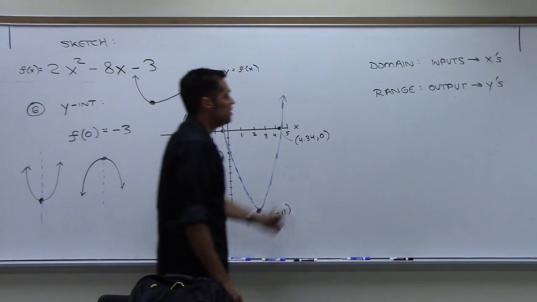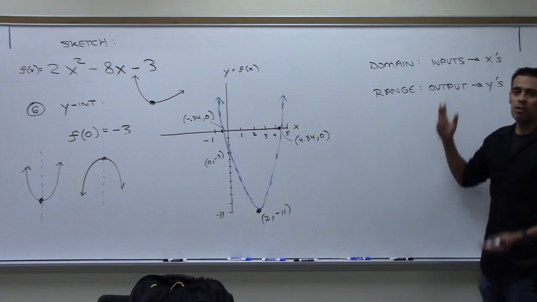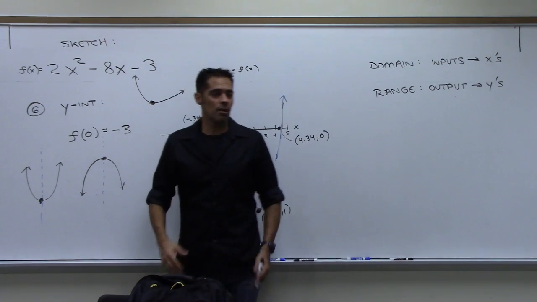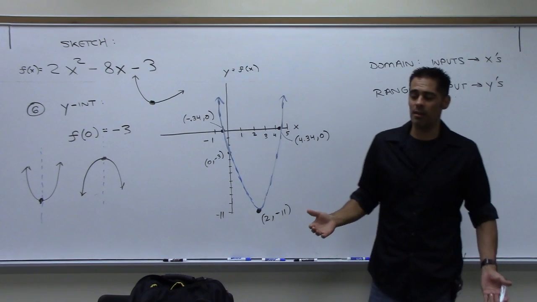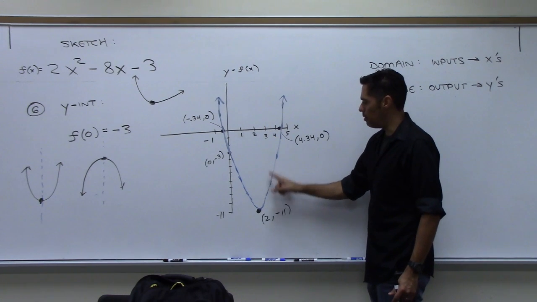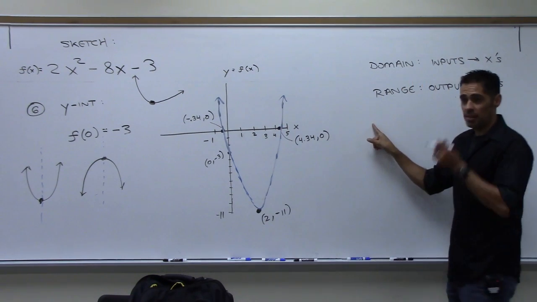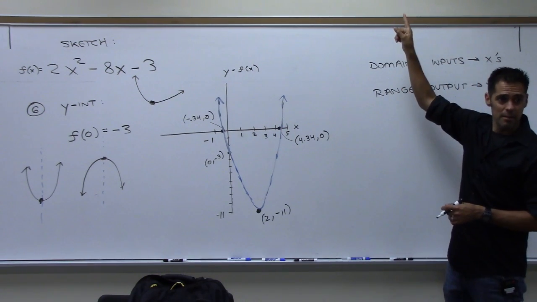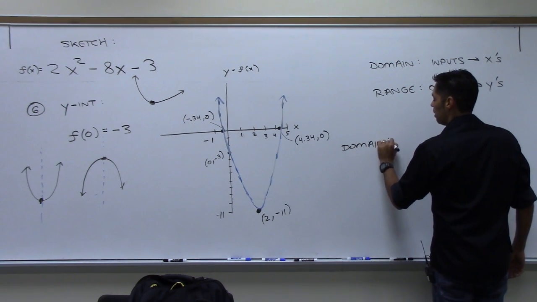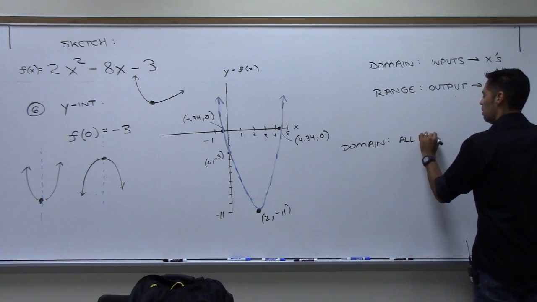So this domain thing is saying, what are you allowed to plug into the function? Well, the good news is with all parabolas, there are no restrictions. You can plug anything you want into a parabola. You can plug in the number 2, it's going to spit out a number. You can plug in 3, it's going to spit out a number. You can plug in 4, it's going to spit out a number. If I plug in the number 10, is it going to spit out a number? Yeah, somewhere up there. So the domain of all parabolas is going to be all real numbers.